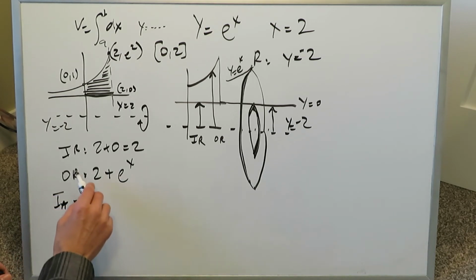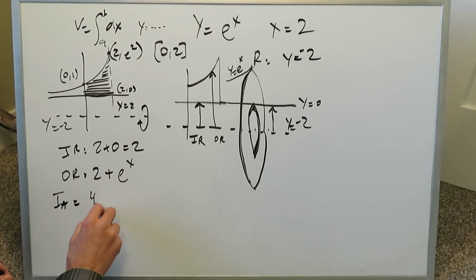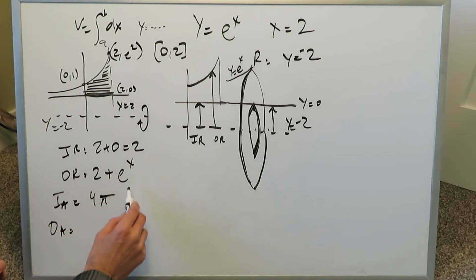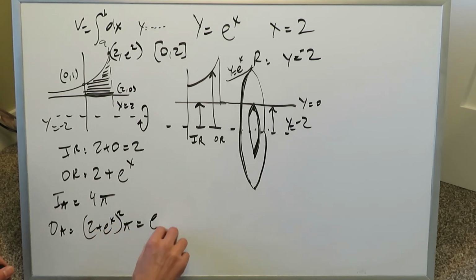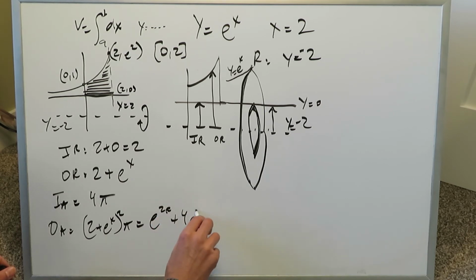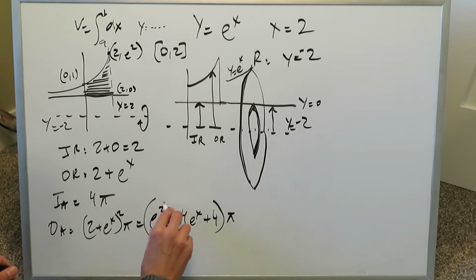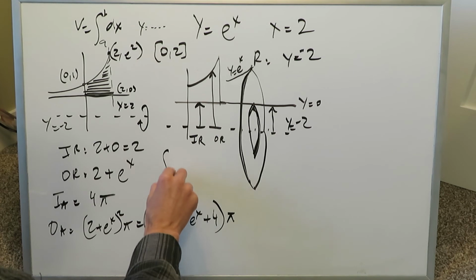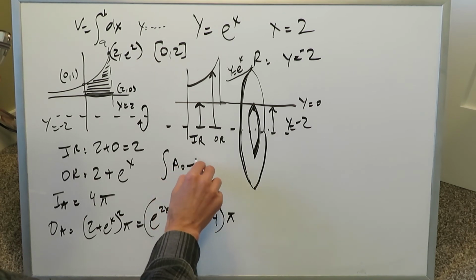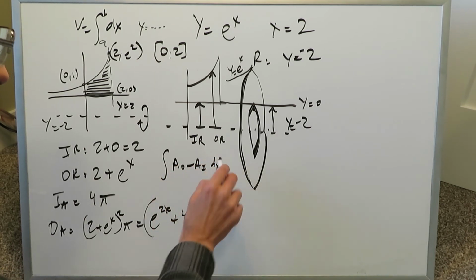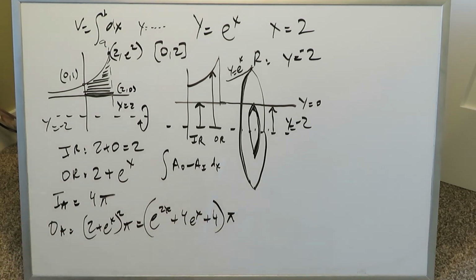Inner area is going to be this squared, which is 4 pi. Pi r squared always. Outer area is going to be (2 plus e to the x) whole squared. Alright, let's do that. 2 plus e to the x whole squared, times pi, which will be e to the 2x plus 4e to the x plus 4, times pi. This right here is my outer area. You know, volume with regards to washers is always integration of outer area minus inner area, and that's exactly what's going to play in over here.